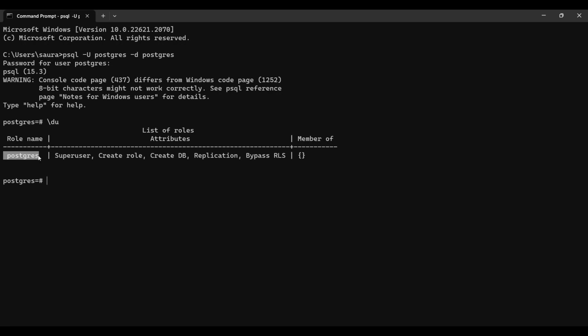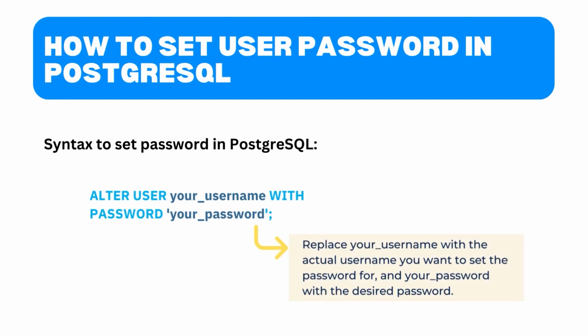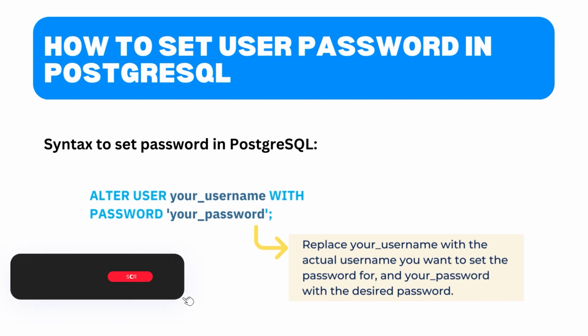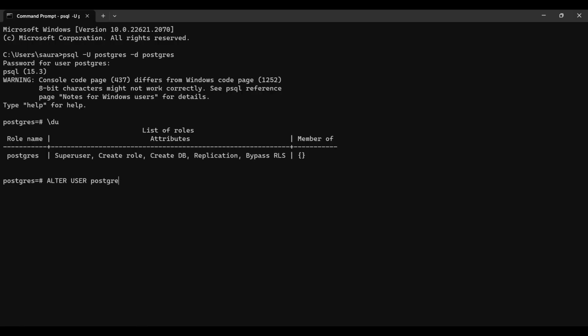To set the password for any user, type ALTER USER your_username WITH PASSWORD 'your_password'. Now replace your username with the actual username you want to set the password for and your password with the desired password. For instance, if you want to set the password for a user named postgres, the command would be ALTER USER, then specify the user postgres WITH PASSWORD, then specify the new password for that user. Make sure to use single quotes around the password and press enter.